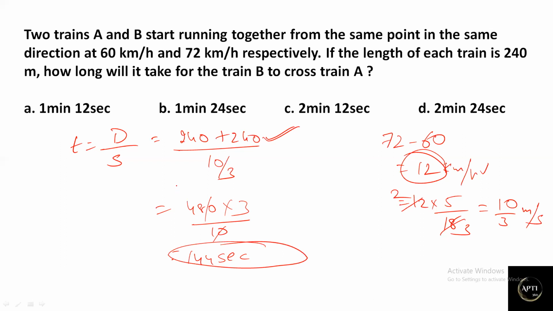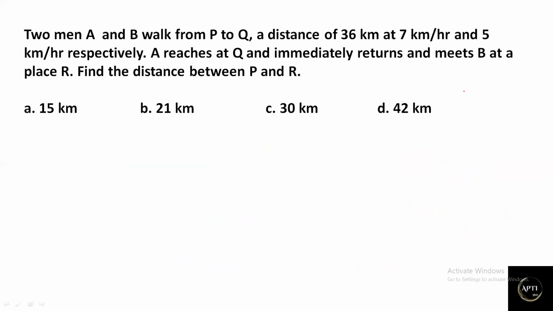Now if you check the options, they are given in minutes as well as seconds. So 144 seconds is equal to how many minutes? I can write it as 2 minutes, which gives 120 seconds, plus the leftover 24 seconds. So 2 minutes 24 seconds. Where is that option? Option D. So option D is correct. I hope you all are clear with this question. Let's move on to the next one.